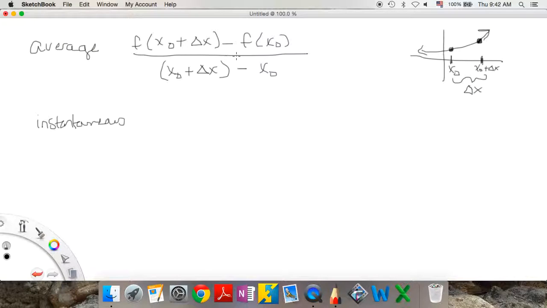Well, if you simplify this out, you see that these x naughts are going to cancel, and you're going to be left with just delta x, which means if our delta x is 0, that function is undefined. But we can look at the limit. If we look at the limit as delta x goes to 0, then we will get our instantaneous rate of change, or the slope of the tangent line.